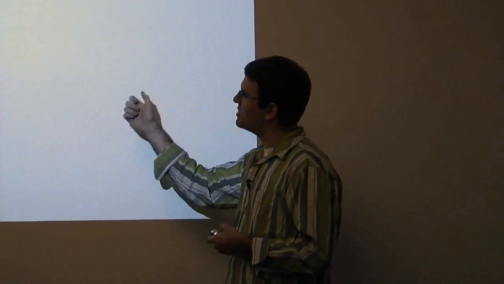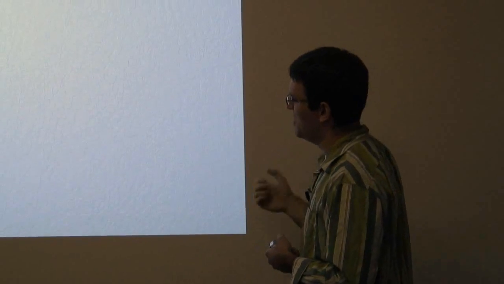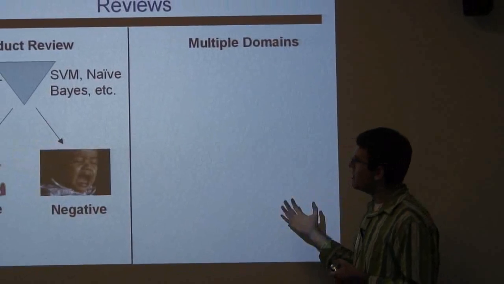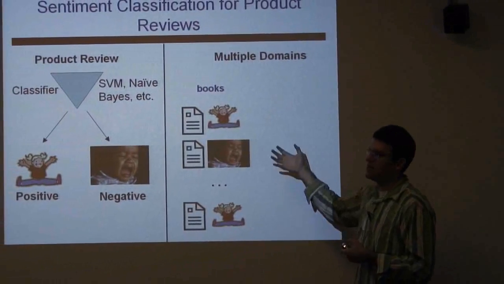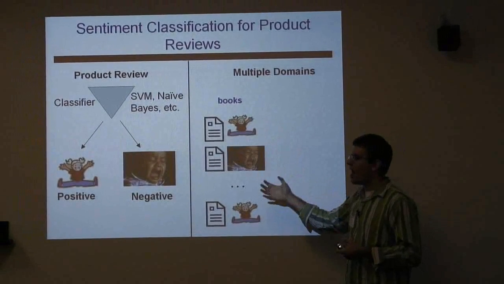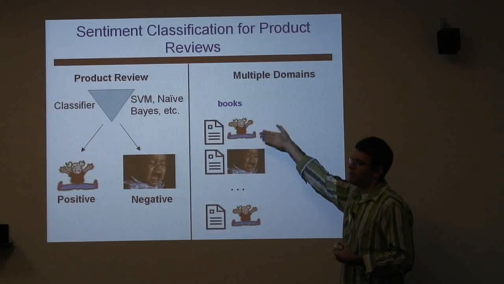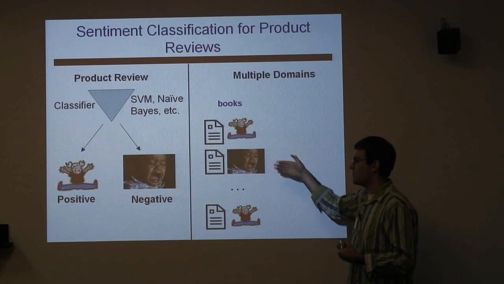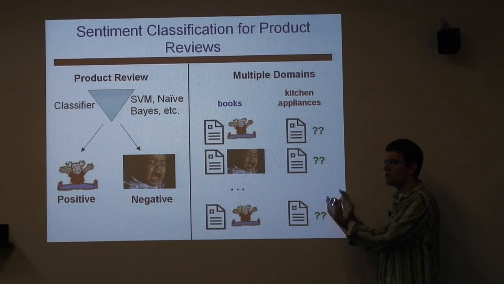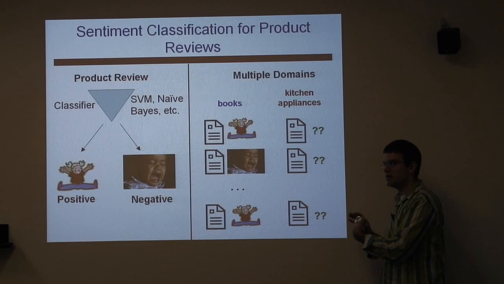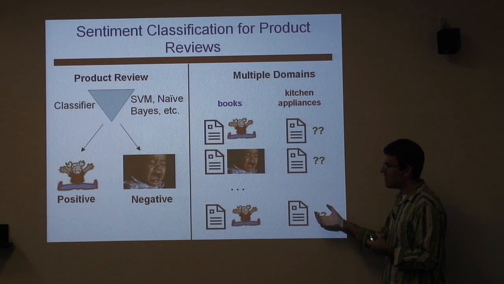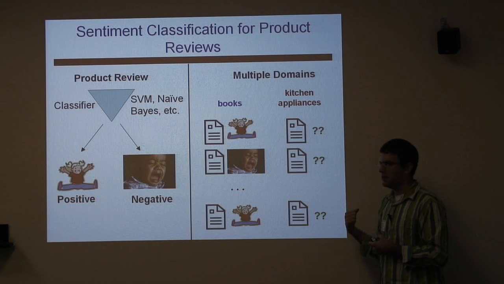So where's the domain adaptation happening? We're going to look at a setting where you have annotated product reviews from one particular type of product, let's say books, where together with each review, someone went through and told me this review is expressing positive sentiment, or this review is expressing negative sentiment. But we want to go to a different product, let's say kitchen appliances, and apply a classifier that we learned on books. For kitchen appliances, we're not going to have any labeled data at all.